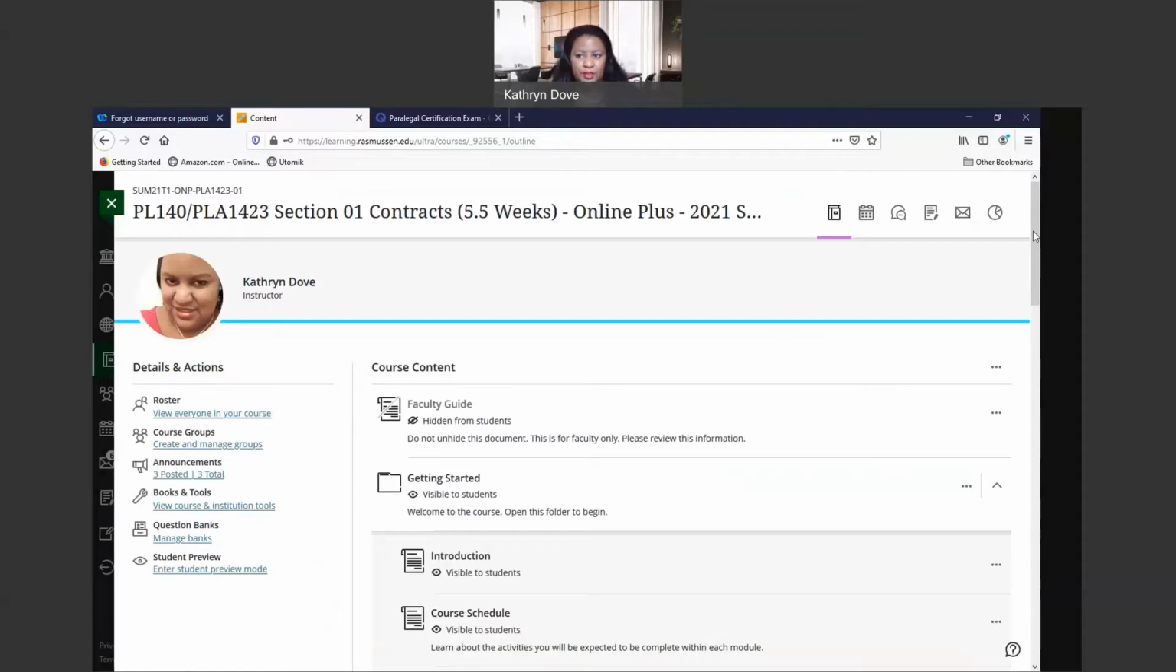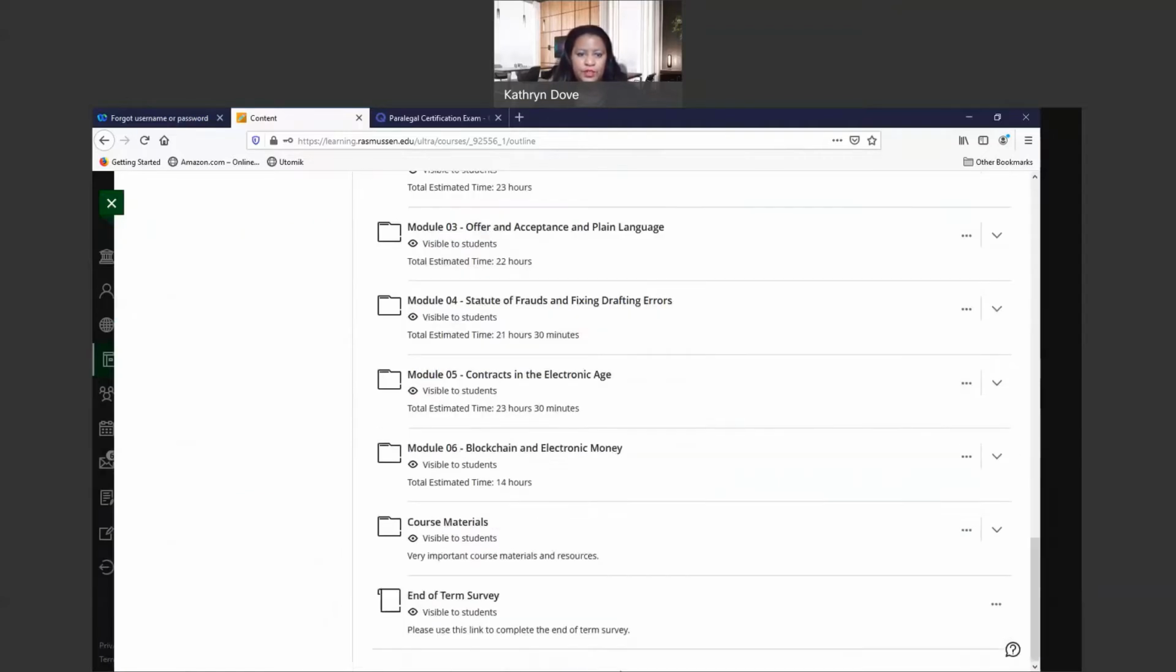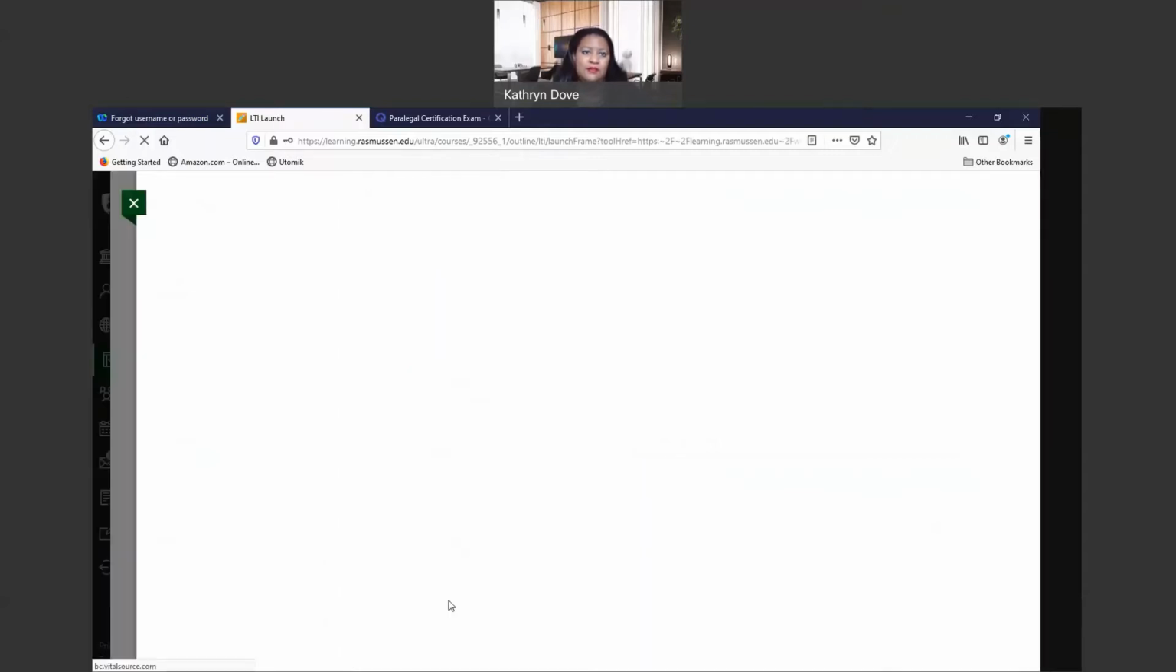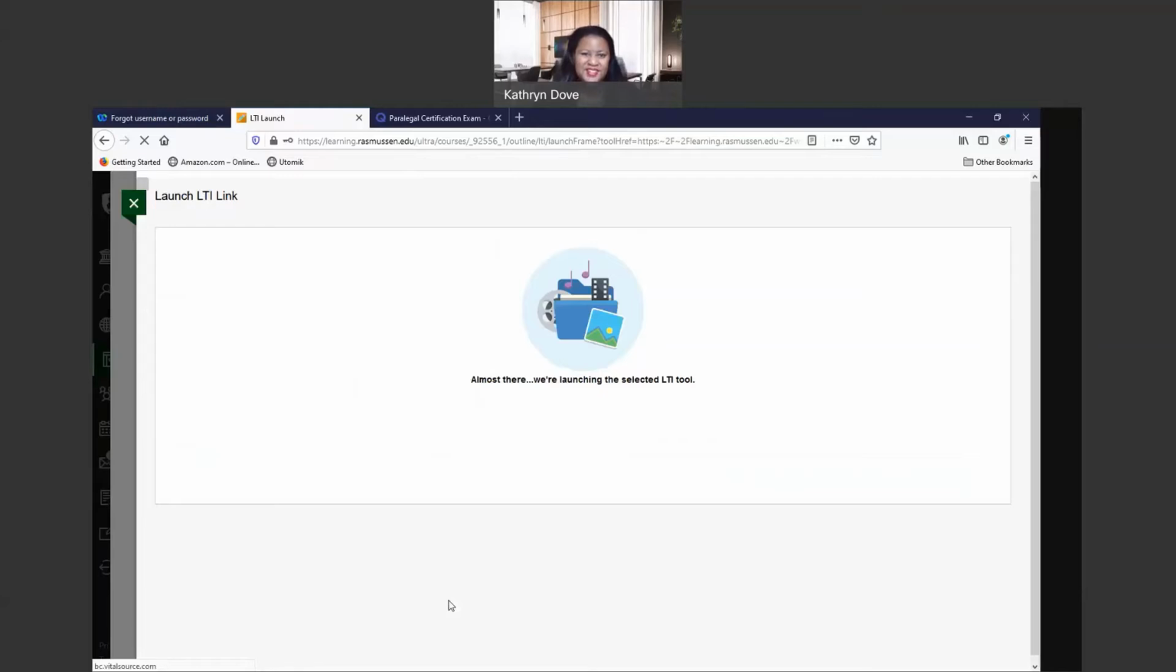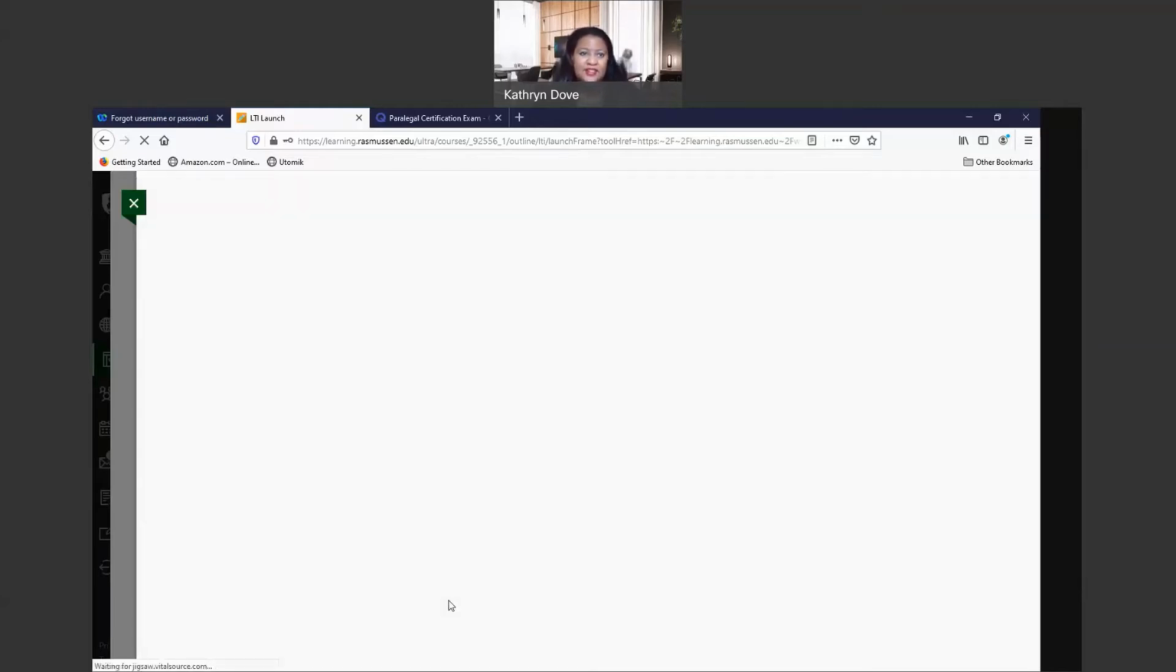If you scroll to the bottom of the page, under course materials, you will find the e-text, the electronic textbook. I clicked on e-text, and it's launching the e-text link.